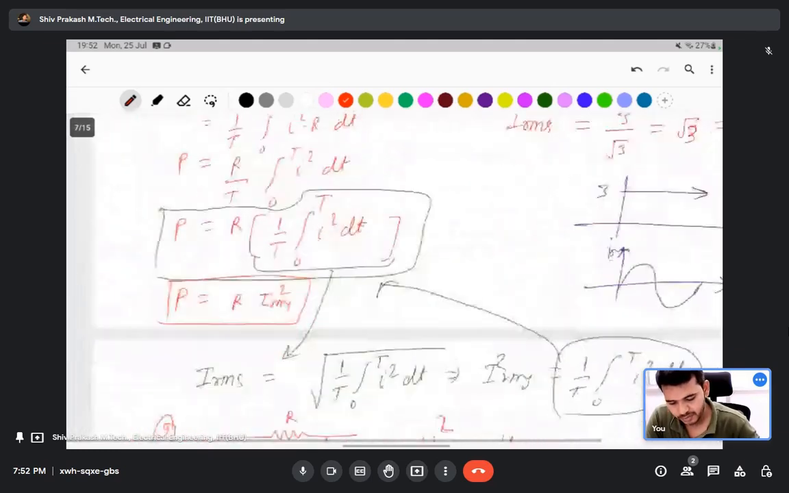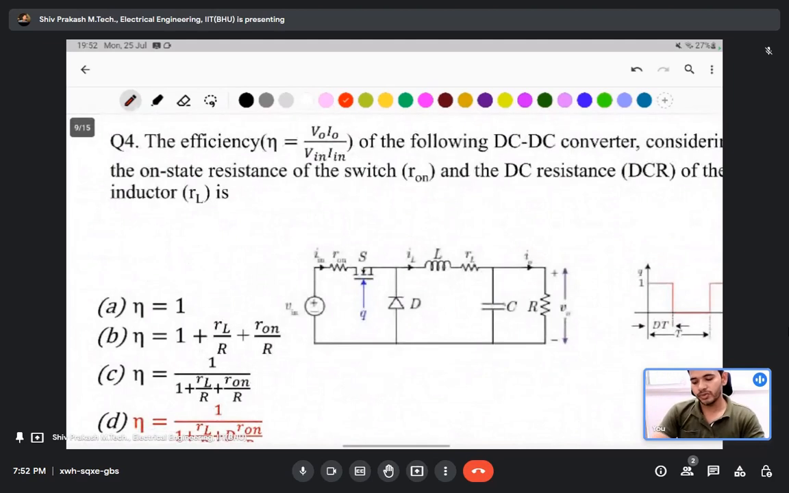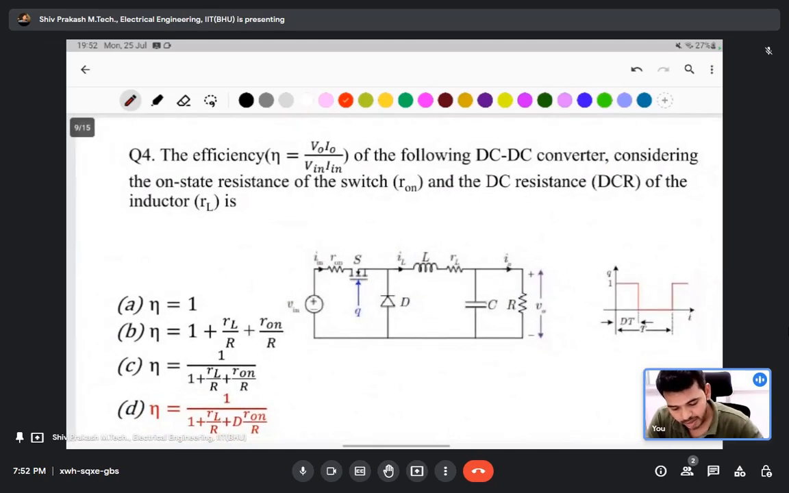Okay, the second question, third question completed. Here is the fourth question. Here find the efficiency of the converter configuration. Here it is not an ideal converter. Here the switch on resistance is also given, and inductor resistance is also given. Then it is not ideal.